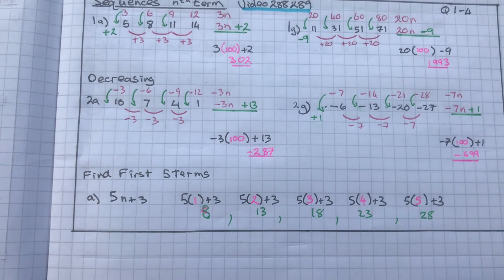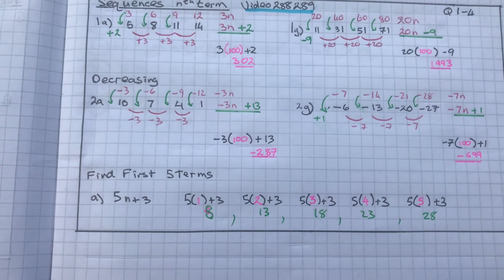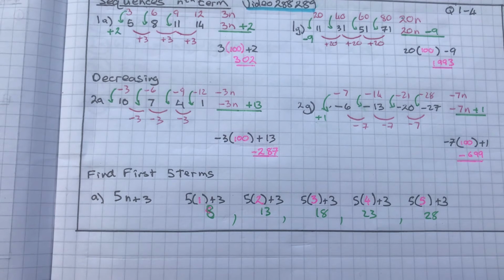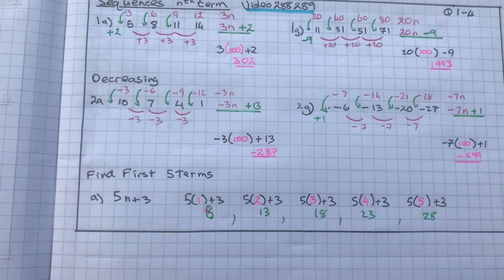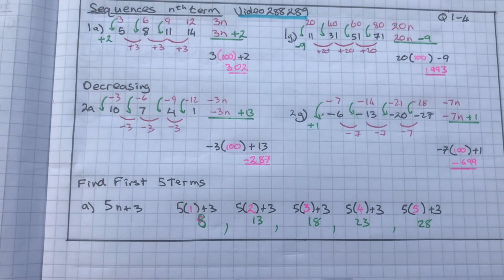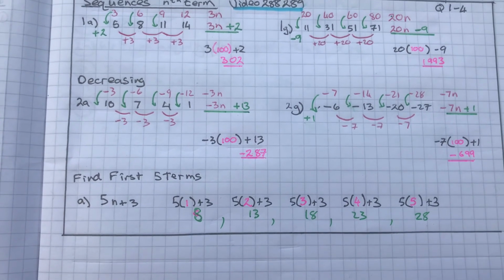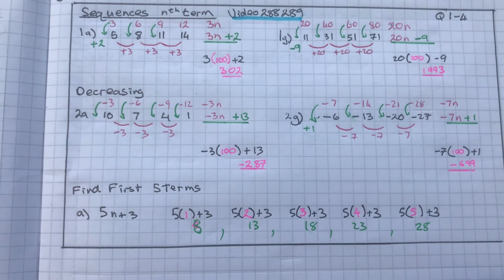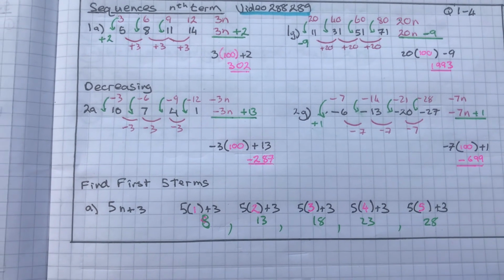20n minus 9, 20 times 100 minus 9 will be 1993. For the third one, minus 3n plus 13, minus 3 times 100 plus 13 will be minus 287. And for the fourth one, minus 7n plus 1, minus 7 times 100 plus 1, minus 699.